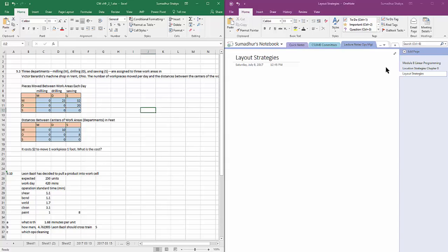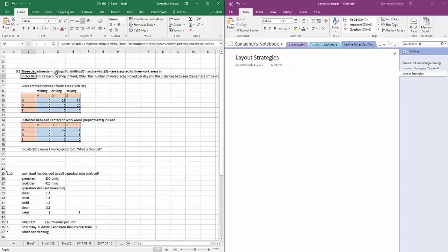So let's say we have a problem wherein there are three departments of milling, drilling, and sawing, and we are given the volume of the units that are moved between the different workstations of milling, drilling, and sawing, and we're also given the corresponding distances between them.